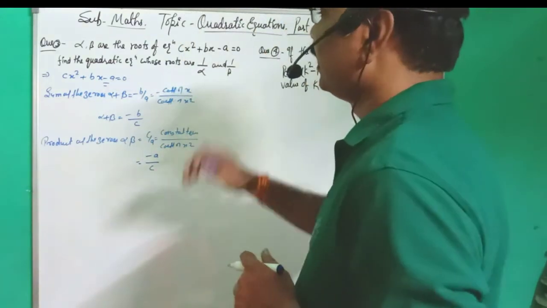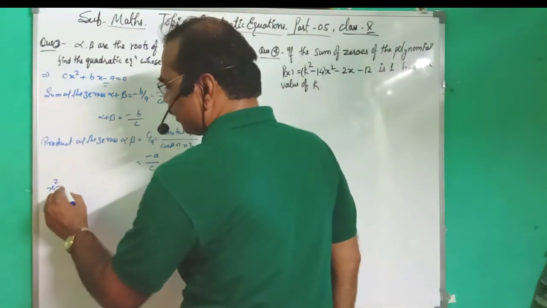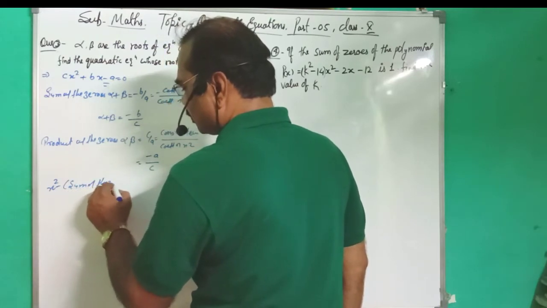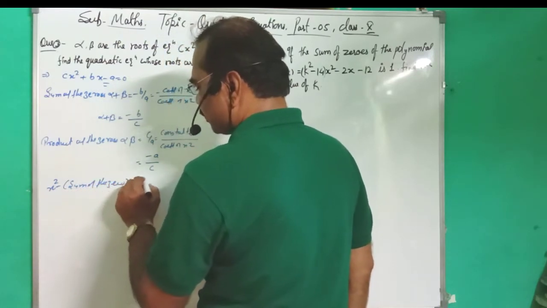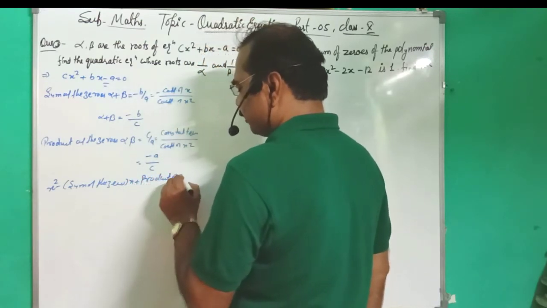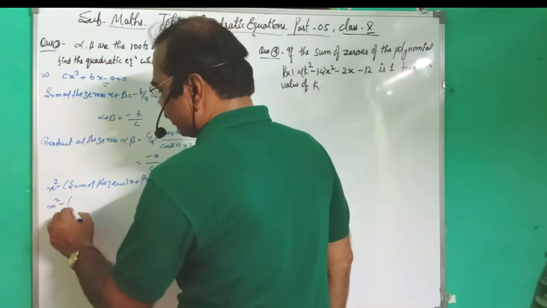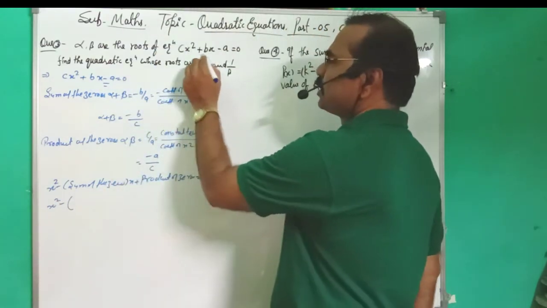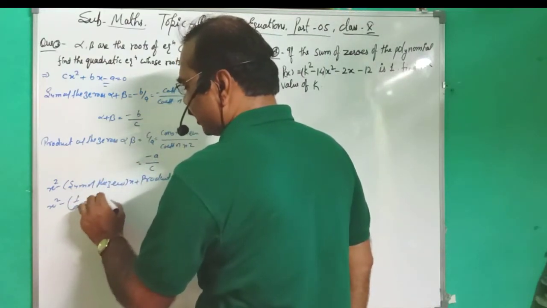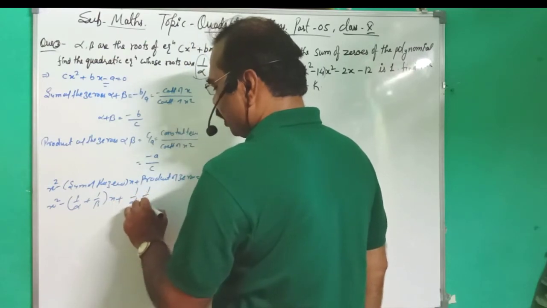So now we have to find the quadratic equation. The formula is x square minus sum of the zeros x plus product of the zeros. That is your simple formula and we have to use that. Students, now look here. x square minus the sum of the zeros: the first root is 1 upon alpha, the second root is 1 upon beta, and the product of the roots is 1 upon alpha into 1 upon beta.